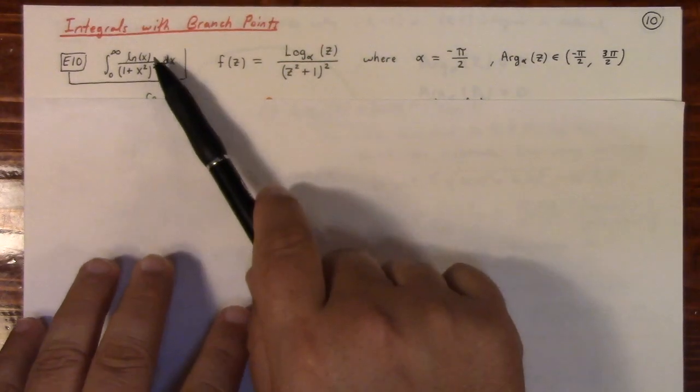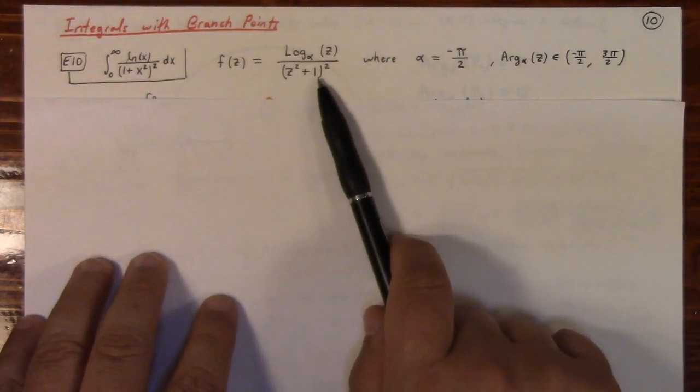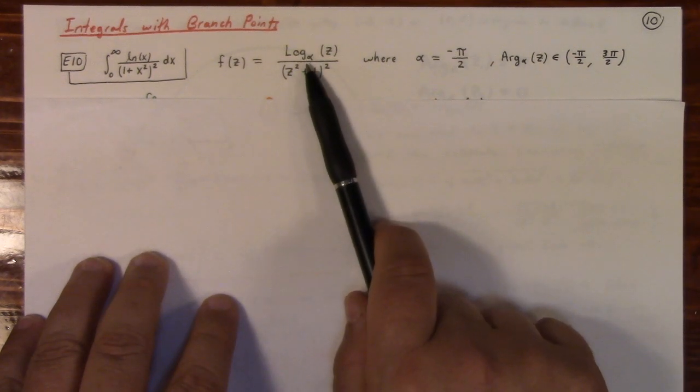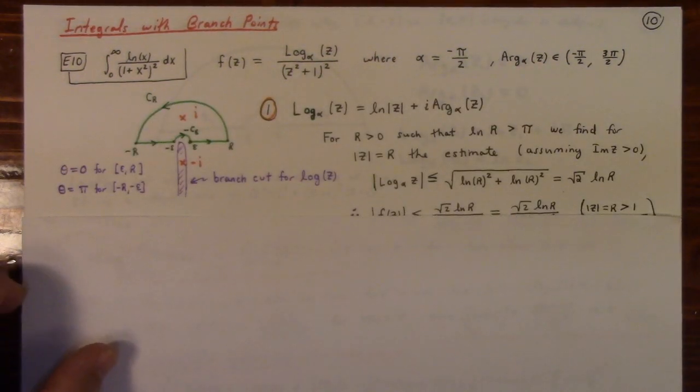So if you have something like log x over 1 plus x squared, what you want to do is look at log alpha of z over z squared plus 1, where this is the branch of log alpha which has its branch cut on like the negative imaginary axis.